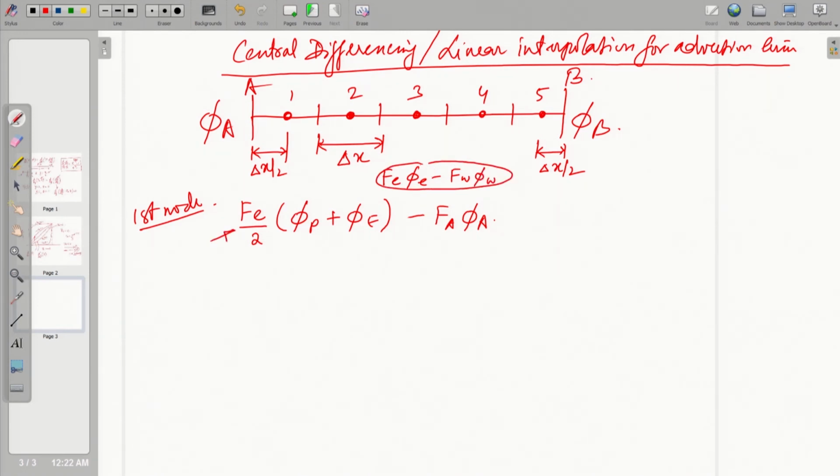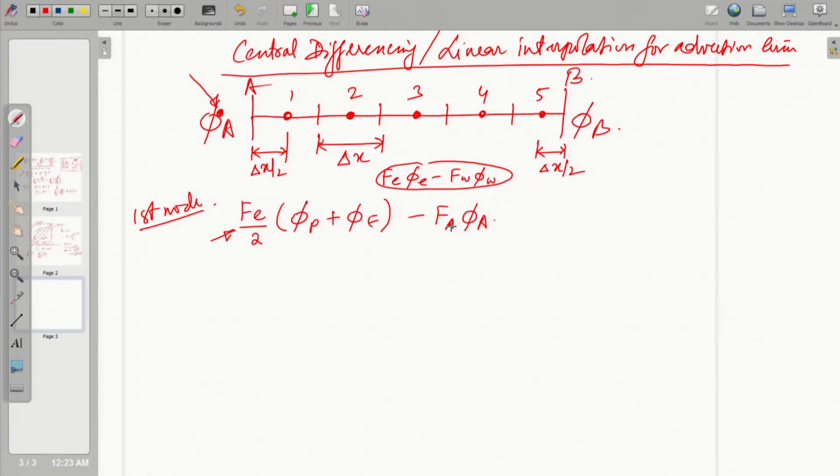So, this is F e phi e being phi p plus phi e by 2, minus F w phi w. Now, how do you do a phi w based on the linear interpolation? For that you should have had a node somewhere here, which you do not have, because that lies beyond the boundary. So, what do you do? You truncate the domain and you try to calculate using a different strategy, incorporating the boundary value itself.